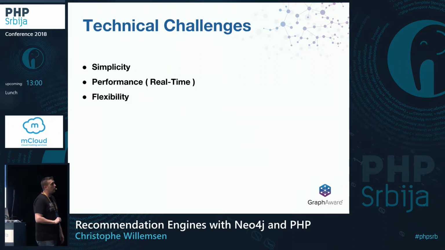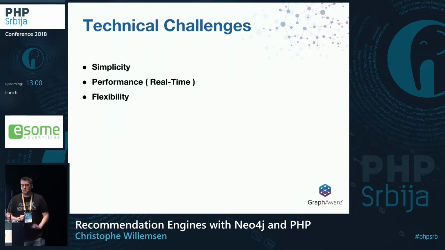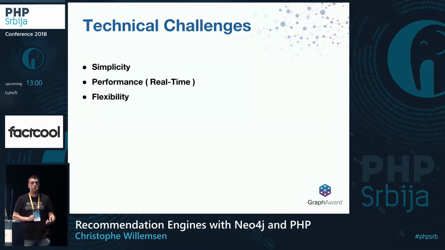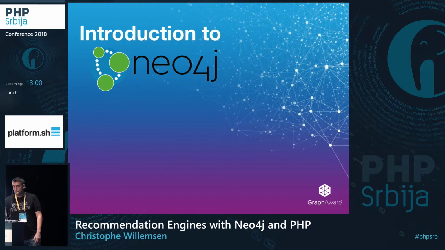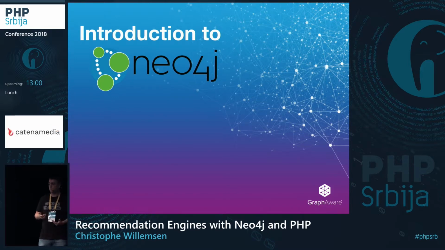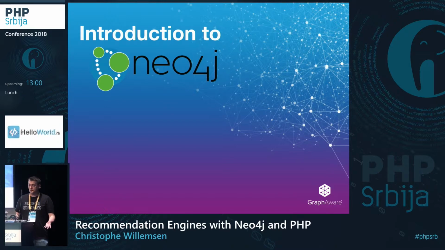This is the subset of business challenges. Next come the technical challenges. We could identify 3 big challenges: first the simplicity of the implementation, then the performance, and the flexibility. So for the simplicity, I will introduce Neo4j. You will see why: Neo4j makes recommender systems simple.